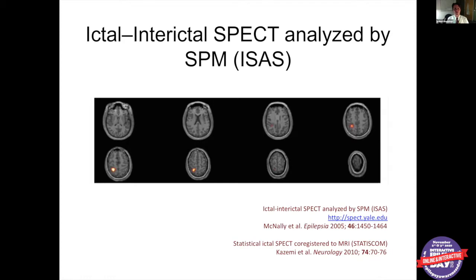But this is one way to say, okay, get a bunch of normals that have had 2 scans, just like the patient had 2 scans. Subtract the normals' day 1, day 2 scan, and make that your baseline. And then you compare the patient's subtraction statistically to the normals. And that really cleans up. And that's what this is called.